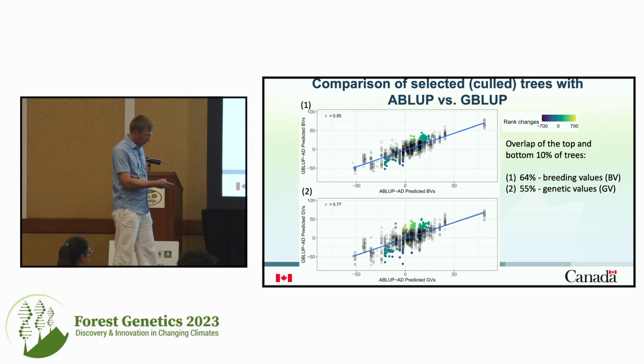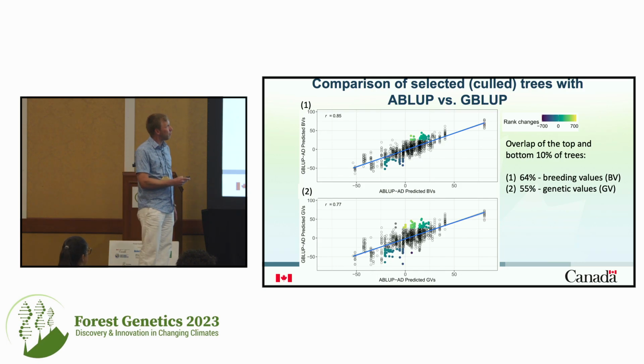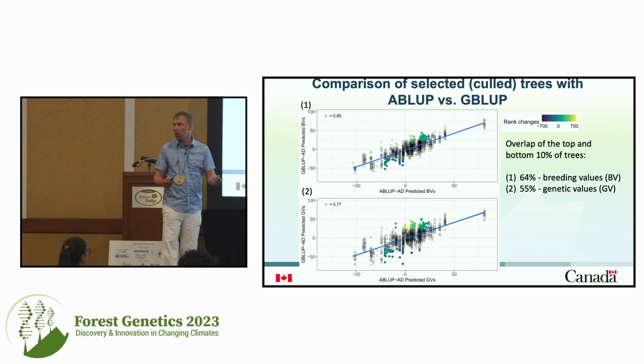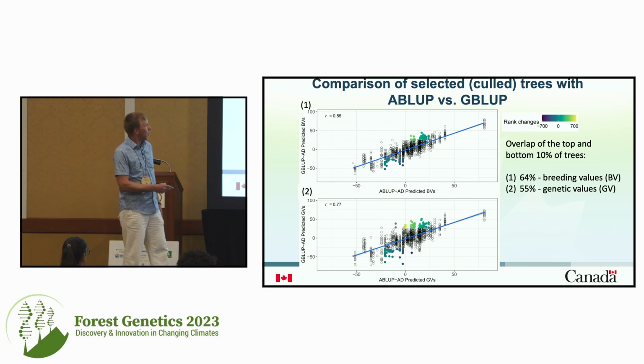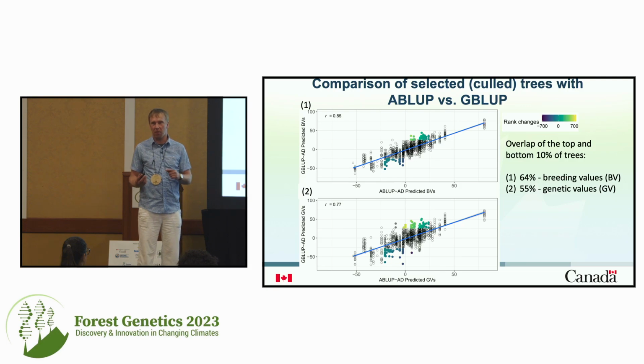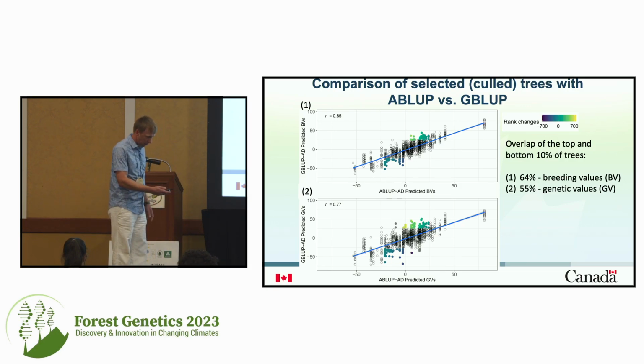So although the correlation is not too bad, we are missing out on quite an impressive number of samples that would not be culled or selected in one or the other scenario. For breeding values, the overlap of retained or culled trees is 64%, which is not too bad. But if we go to genetic values, it's only half. So we really need to think about which is the best opportunity. I obviously don't have the answer to that, but it needs to be kept in mind.